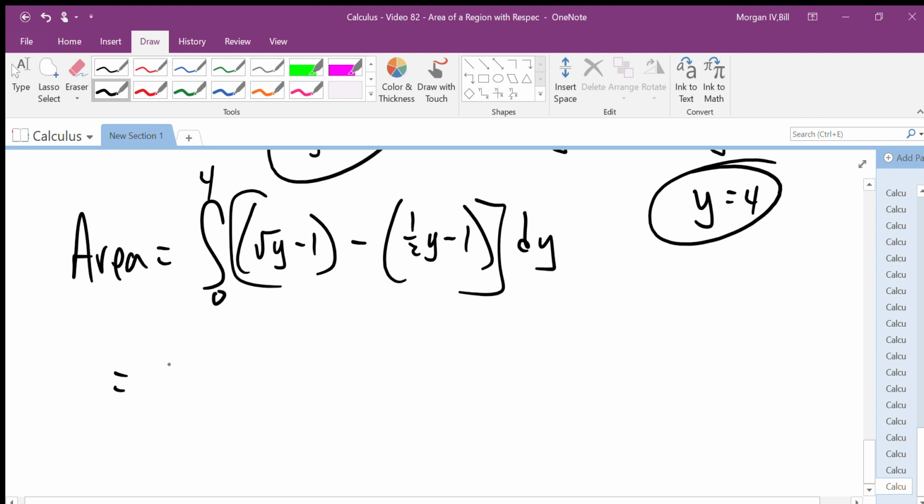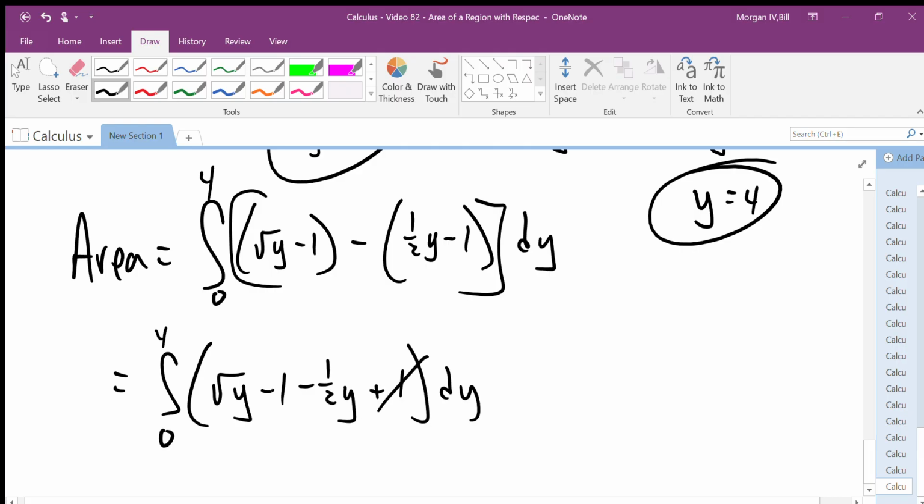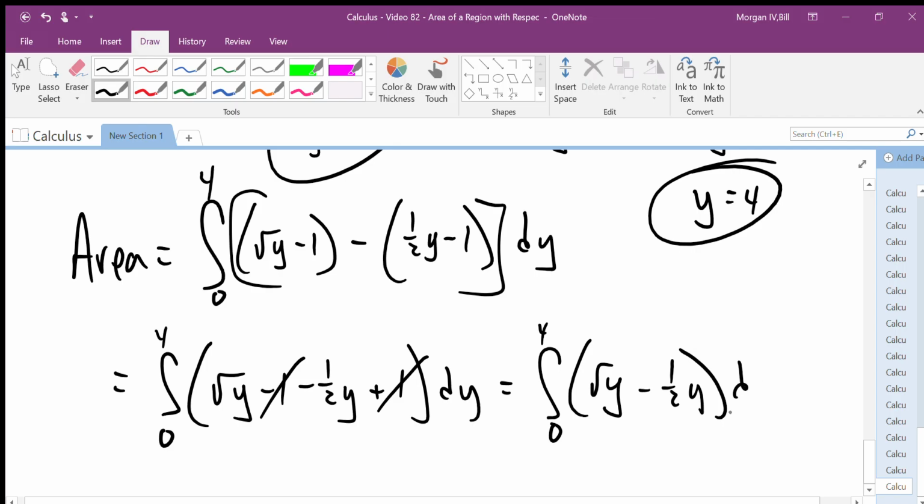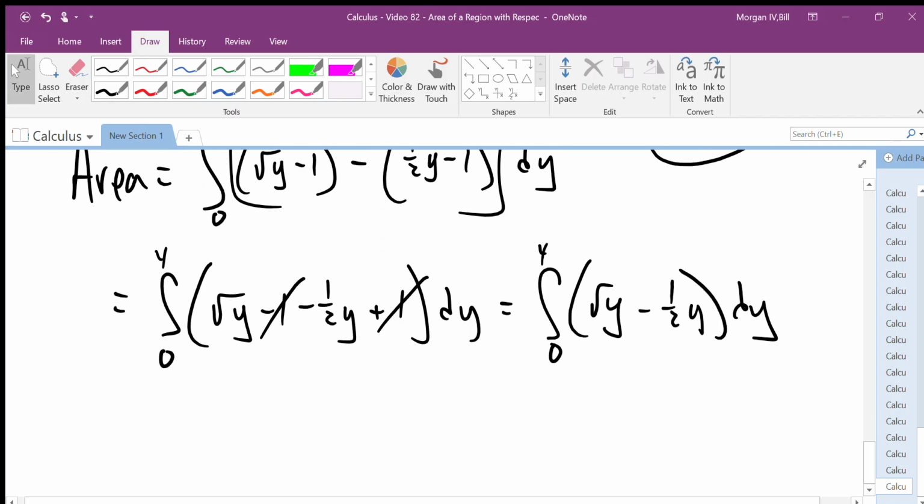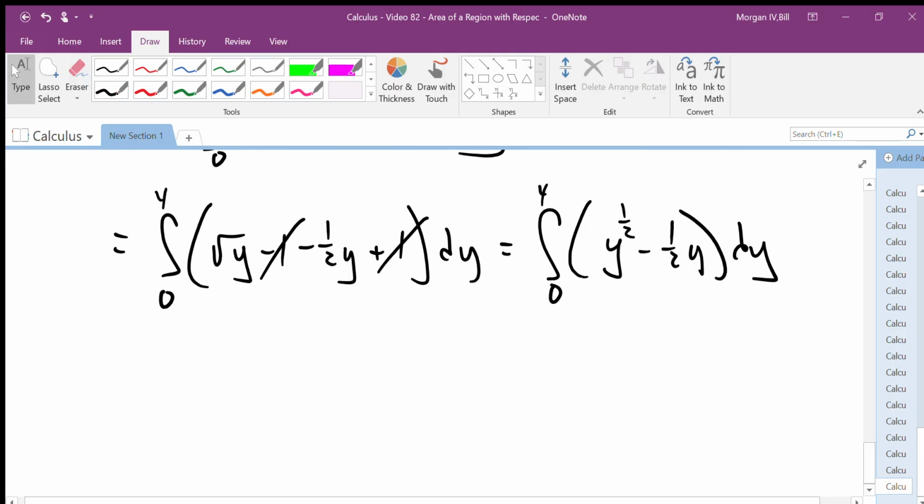Okay, so that would be the integral from 0 to 4. Let's see if we can simplify. We have root y minus 1 minus 1/2 y, negative, negative, negative would be plus 1 dy. Those two cancel. Integral 0 to 4, root y minus 1/2 y dy. And root y is the same thing as y to the 1/2 power, so maybe I'll rewrite that as y to the 1/2 power. Integrating here, we get y to the 3/2 power.